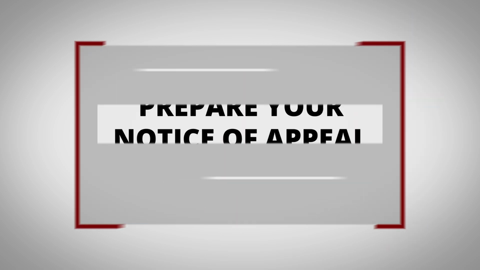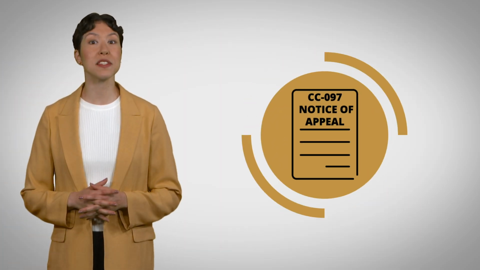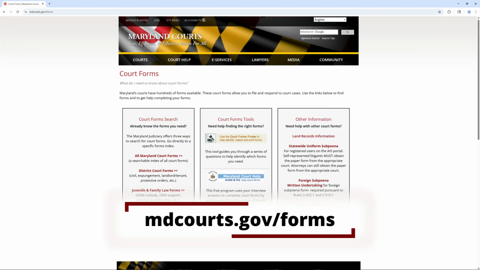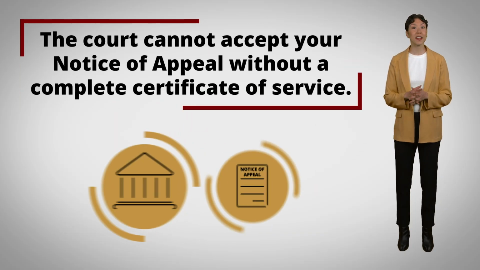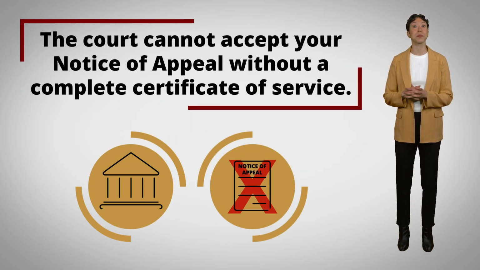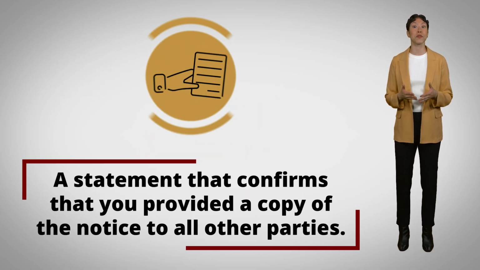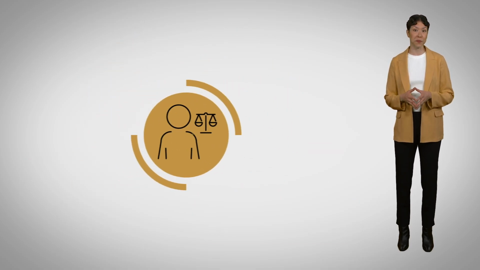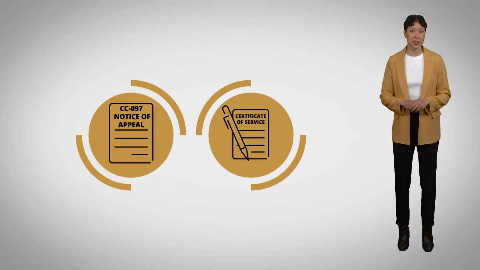First, prepare your notice of appeal. You may use Form CC-097, Notice of Appeal. Find it at mdcourts.gov/forms. Keep in mind, the court cannot accept your notice of appeal without a complete certificate of service. This is a statement that confirms that you provided a copy of the notice to all other parties. If they are represented, you must send the notice to their lawyer. The form already includes a certificate of service. Be sure to fill this out.